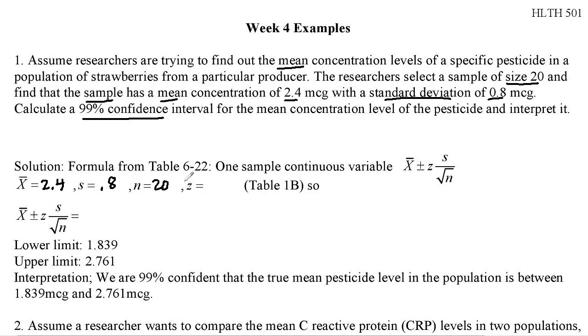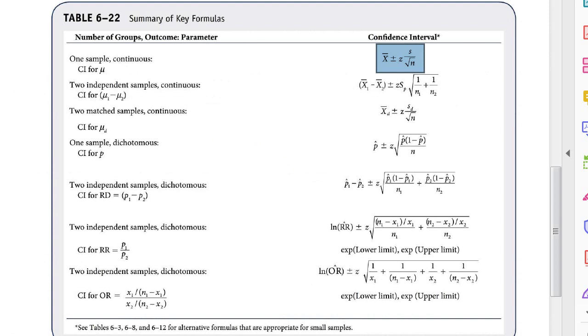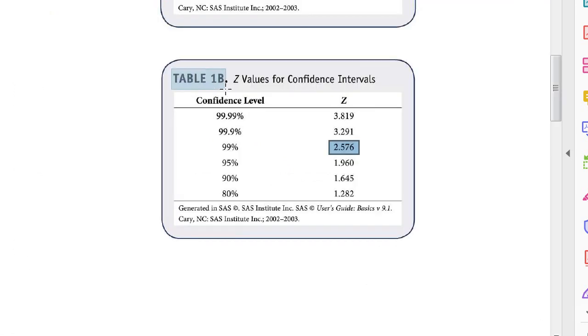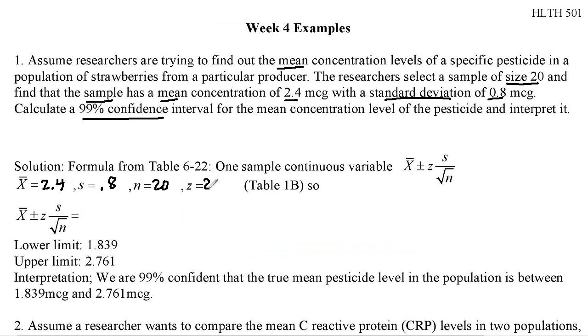So now we need that Z value that goes with 99% confidence. That can be found in table 1B. So you go back here. Here's table 1B. Our confidence level is 99%. The Z value that goes with that is 2.576. So that's right here.